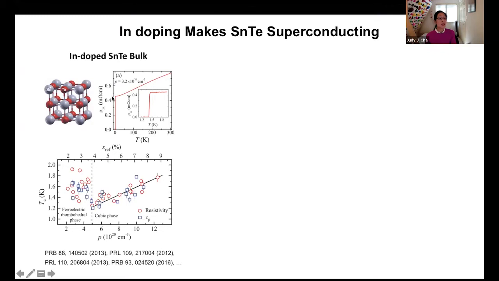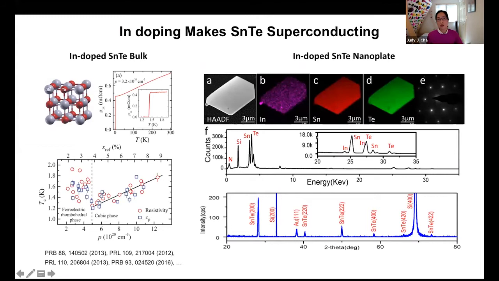So here is Yoichi Ando's bulk study that shows how the TC, the superconducting transition temperature, increases as your indium dopant increases. So we then dope our nanostructures with indium. So here is just the one plate where you can see a little bit of indium in the EDX spectrum. The crystal structure is the cubic rock salt phase as we expected.